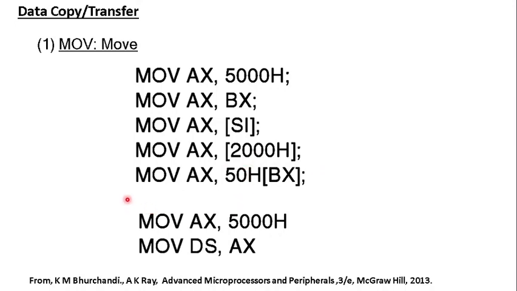Then this part shows how we can move a particular immediate value to a segment register. So here the purpose is to load the DS or data segment register with 5000H. As we can't move it directly, we will take the help of AX. We will first load 5000H into AX, then we will move the contents of AX, which is 5000H, to DS.